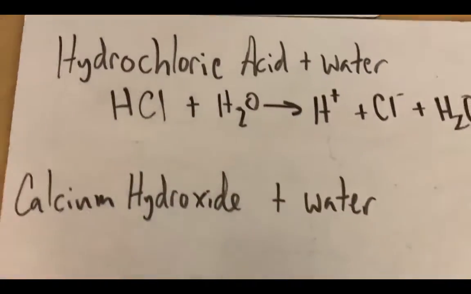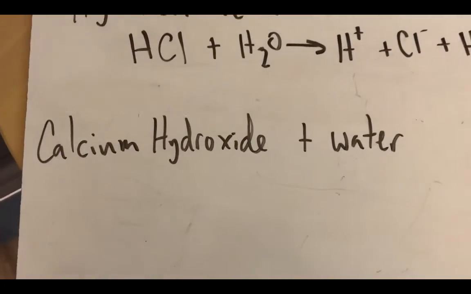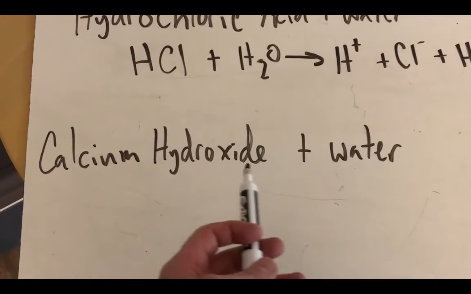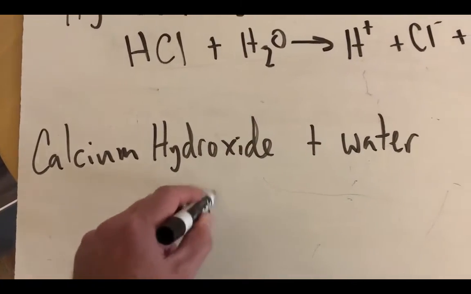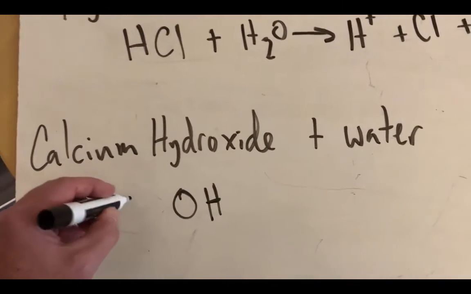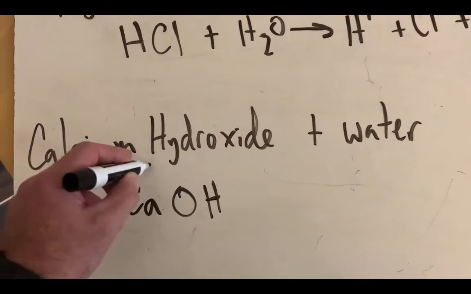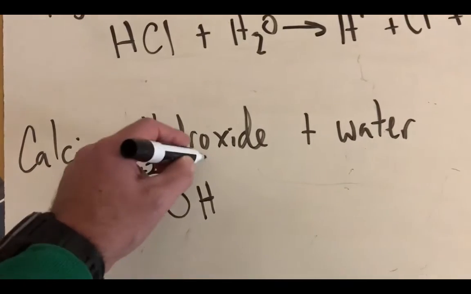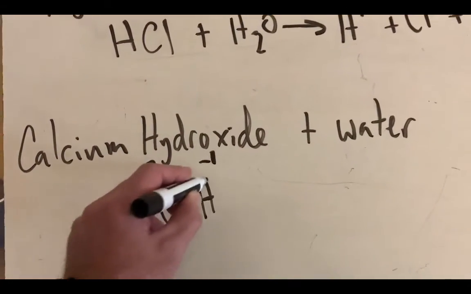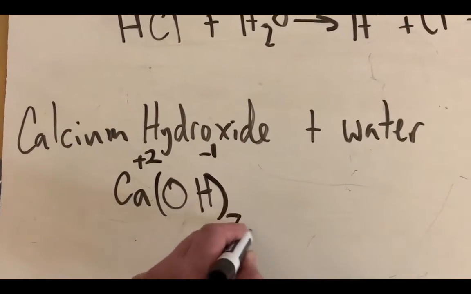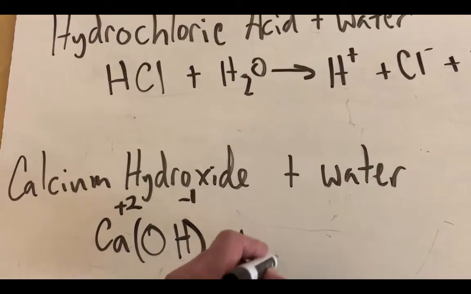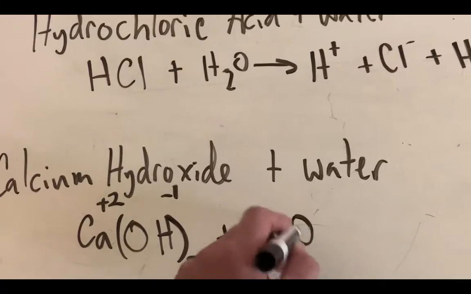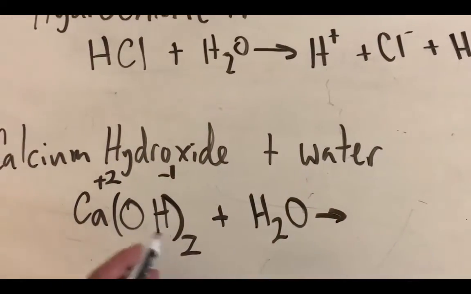Okay, the second example is a base. Okay, how do I know it's a base? Because I have hydroxide. All right, so calcium hydroxide. So I know I have a hydroxide ion, and I just have calcium here. Okay, calcium is a +2, hydroxide is a -1, so I know I need to have 2 of those. Okay, when this is in water, it is going to break apart into these separate ions.